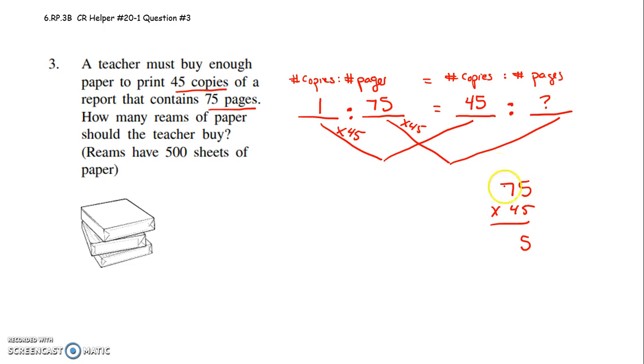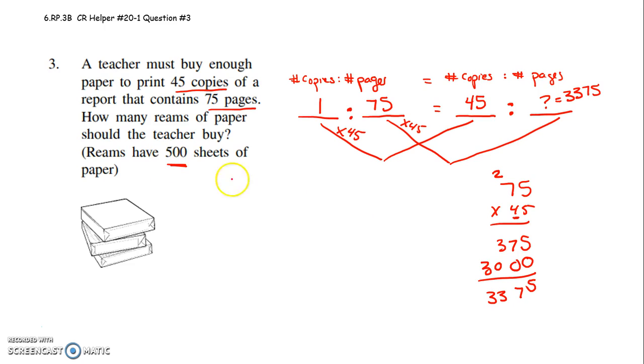5 times 5 is 25. Put down a 5, carry a 2. 5 times 7 is 35, and 2 more is 37. 0 placeholder because I got to move to the tens. 4 times 5 is 20. Put down a 0, carry a 2. 4 times 7 is 28, and 2 more is 30. 5, 7, 3, 3. So you'll need 3,375 pages to make 45 copies.